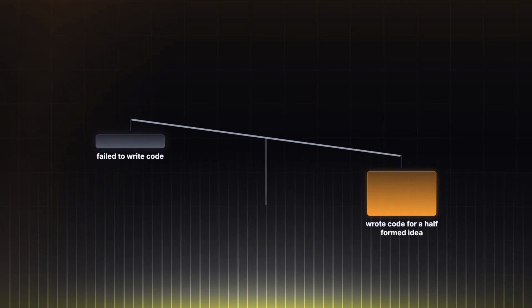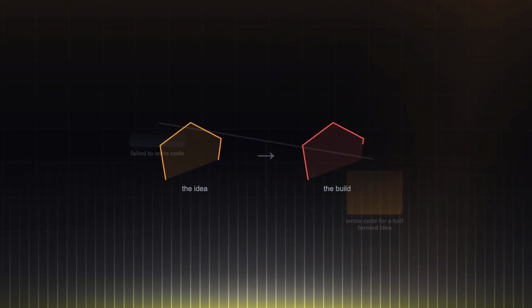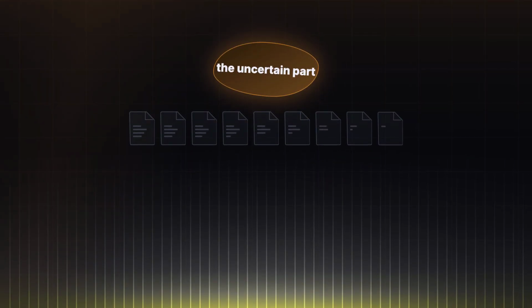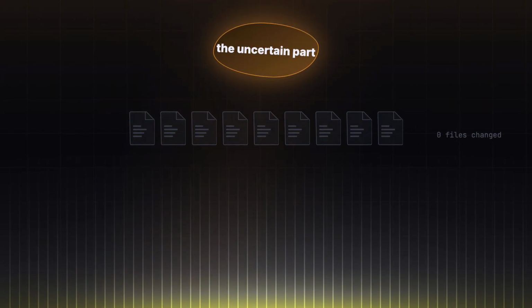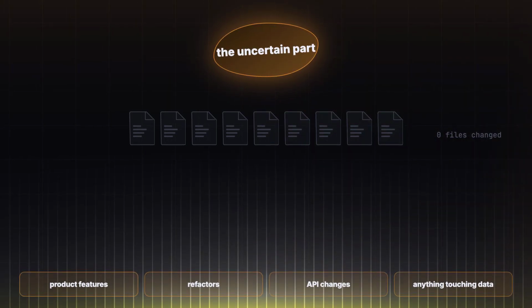This works because many AI coding disasters are actually planning disasters. The model did not fail to write code. It wrote code for a half-formed idea. Spec first setups force the uncertain part into the open before files change. They are especially useful for product features, refactors, API changes, and anything that touches data.